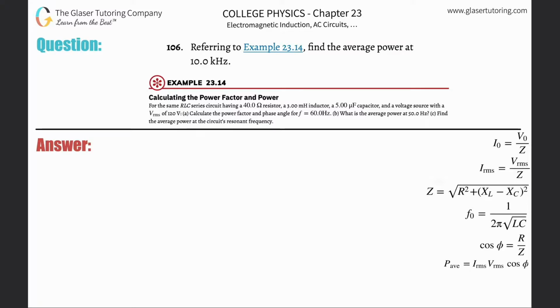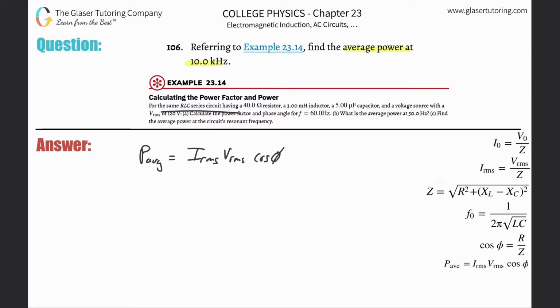Number 106, referring to example 23.14, find the average power at 10 kilohertz. All right, so to find the average power, we first have to work with the average power formula. This is going to be equal to the root mean square current multiplied by the root mean square voltage multiplied by the cosine of the phase angle.